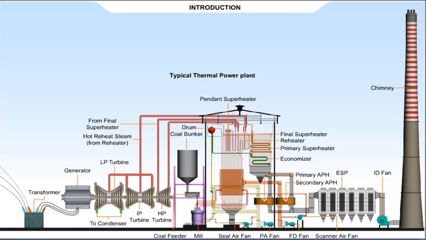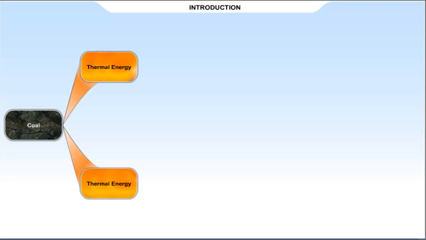Now let us see the basics of generation of electricity in a thermal power plant. A thermal power plant is a power generation unit using coal as the main fuel. The chemical energy of the coal is converted into thermal energy by the combustion of coal, and thermal energy is transferred to the working fluid, water or steam in the boiler.